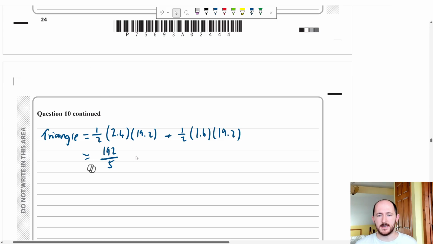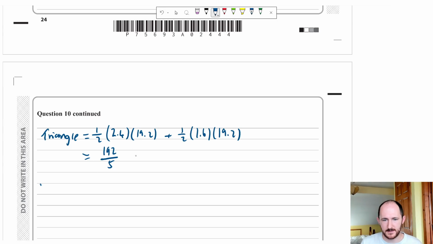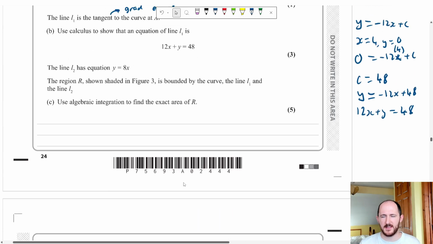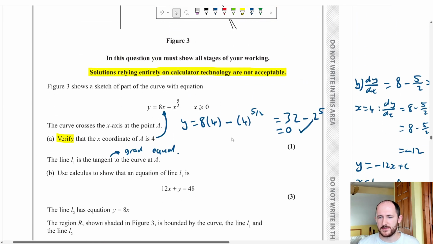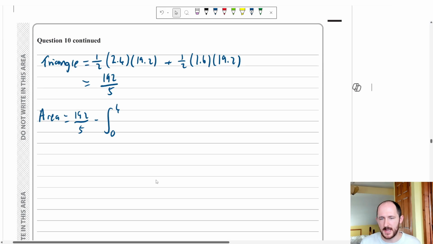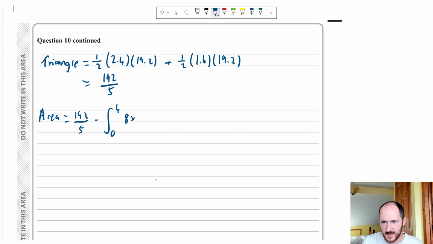We get 192 over 5. Let's leave it as a fraction because they said exact value. And now we need to do the integral, so we're going to subtract the integral between 0 and 4 of the curve, which is 8x minus x to the 5 over 2 dx. Look at that integral sign. Oh my god, that's beautiful.